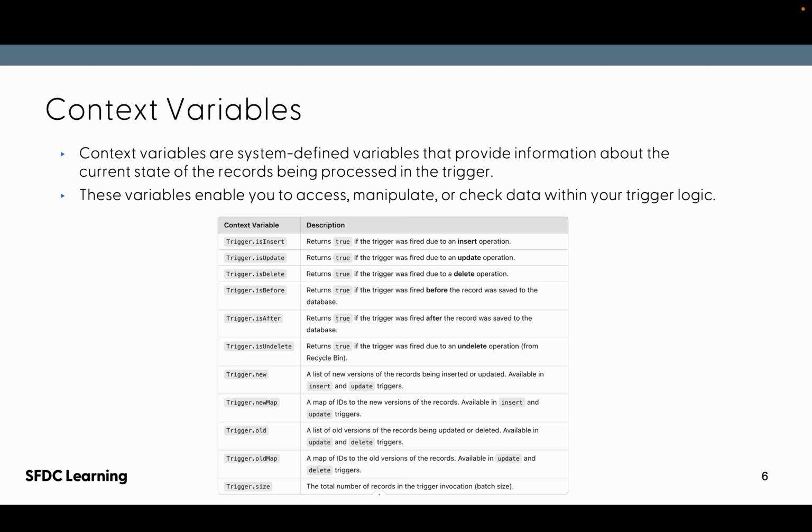It is available only in update and delete triggers. Trigger.oldMap, again a key-value pair for each record, and Trigger.size, which is available to check the size of the trigger context, like how many records came in. Okay. So these are the context variables. If somebody asks you what the context variables are anytime in your interview, just note that these are the context variables used in Apex Trigger.